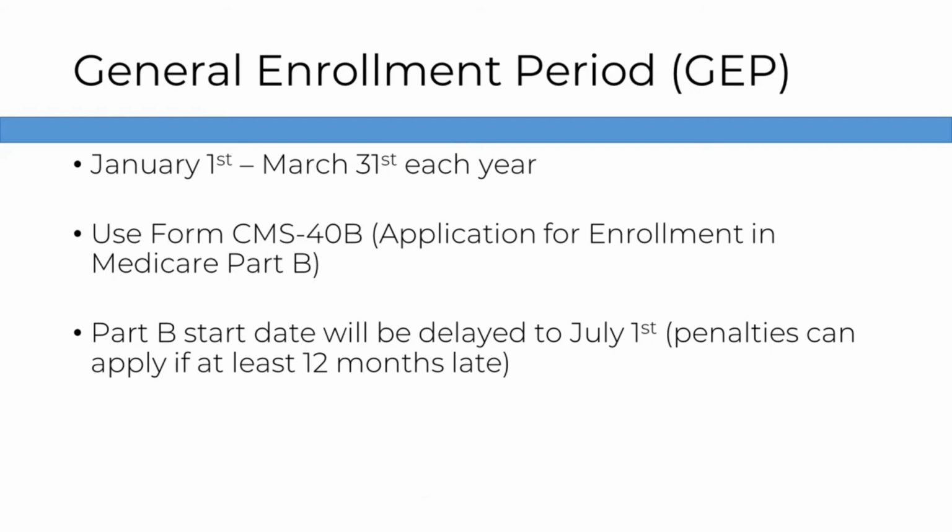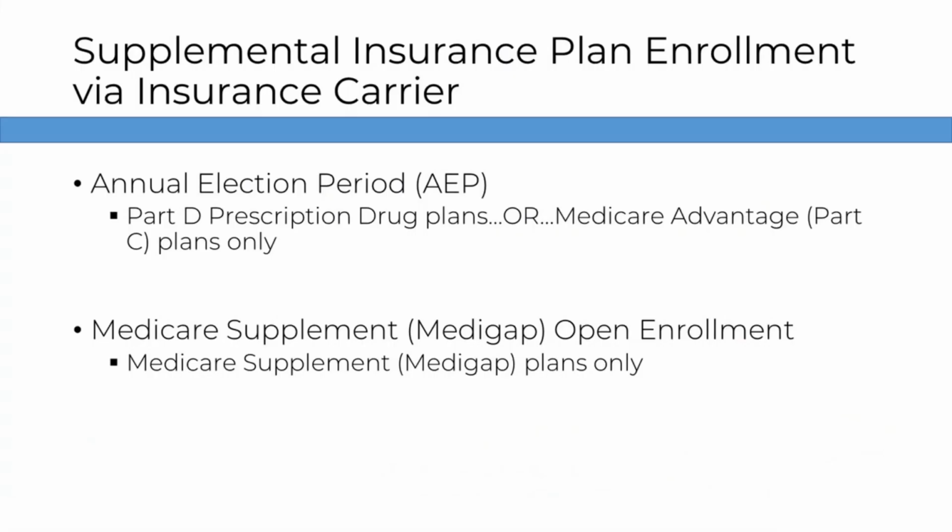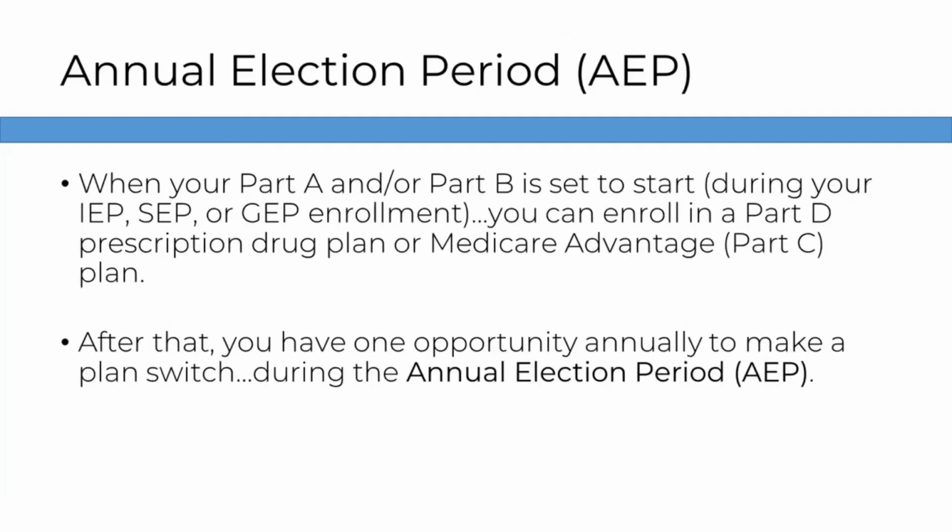Now that we've summarized the enrollment periods for Part A and Part B, let's jump into the timeframes when you can sign up for supplemental medical and prescription drug coverage. Here's where we get into when you can enroll in supplemental insurance plans through an insurer, carrier, Part D drug plans, and Medicare Advantage Part C plans. We'll get into Medicare Supplement Medigap plans later.